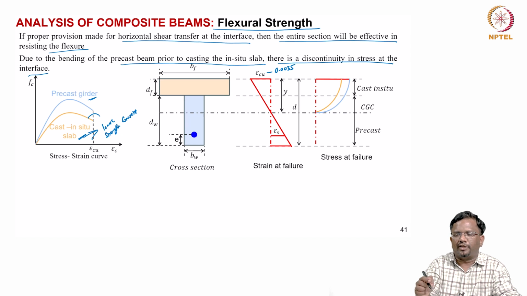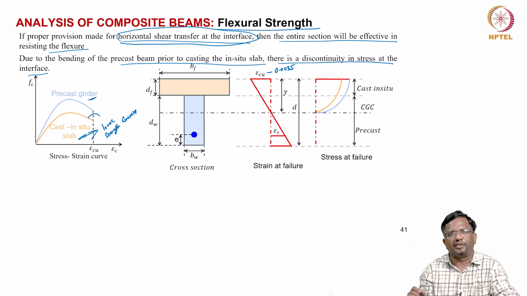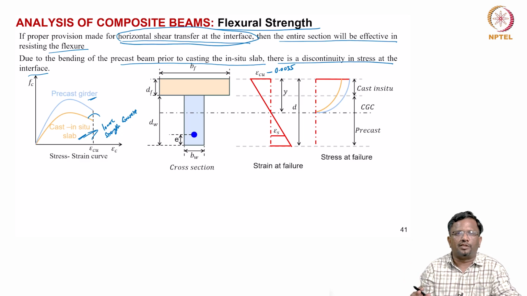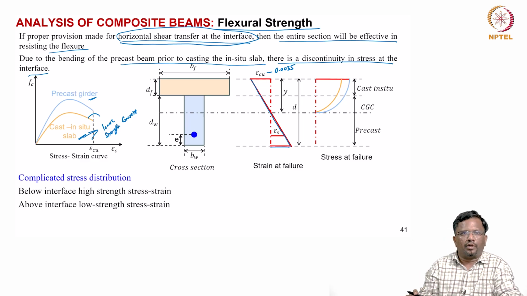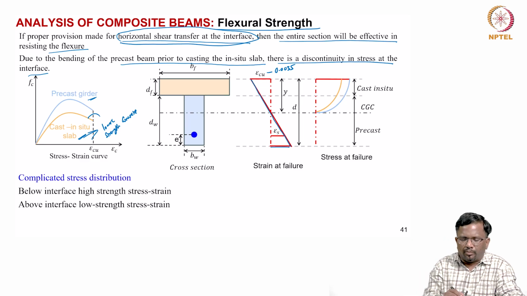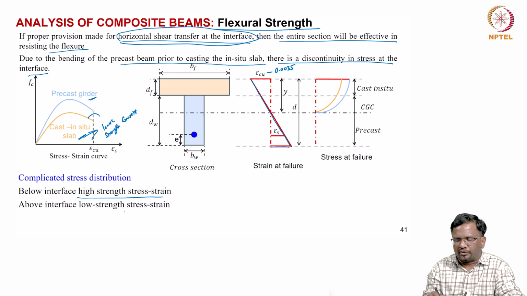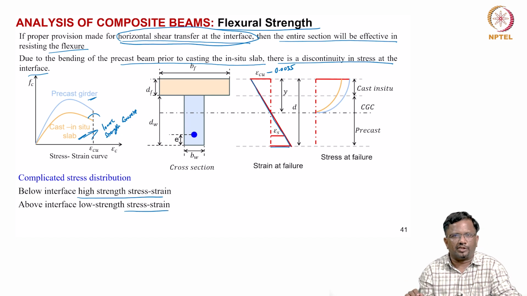Now that is why the key is, if I provide adequate horizontal shear stress transfer at the interface, then that minor strain discontinuity can be ignored and I can assume a simple linear strain distribution, and you can do the analysis like a flanged section, like what we did in the lecture module, right. So it is a complicated stress distribution, and below the interface you have precast elements, so you have a high-strength stress-strain curve. Above the interface you have low strength concrete, so the stress-strain curve will be different. So that is what we discussed previously.